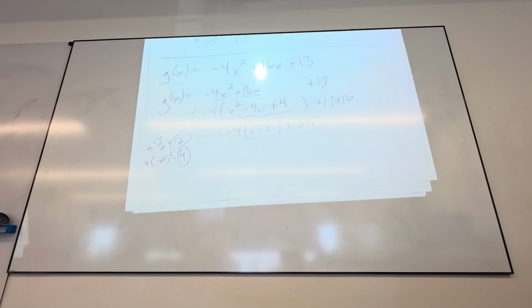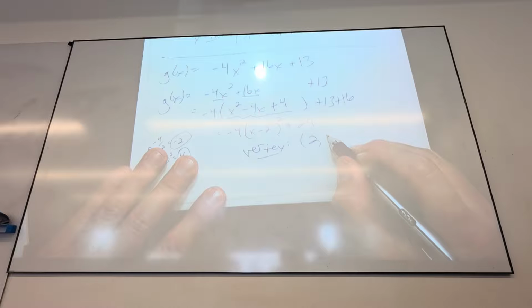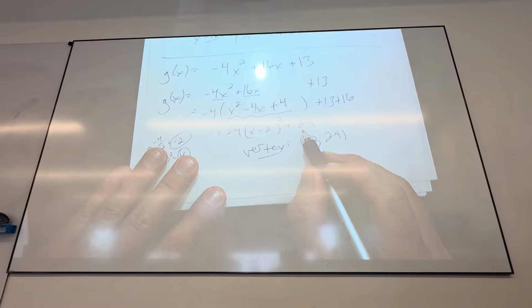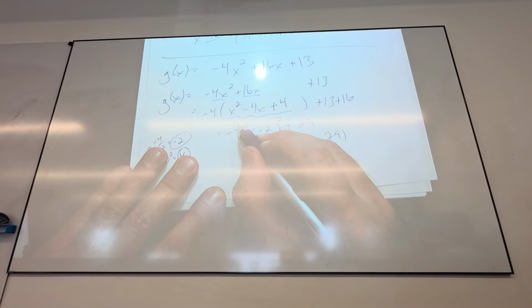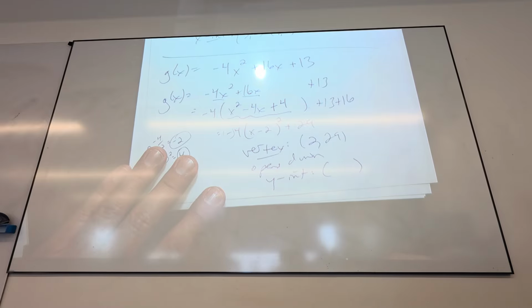So can you tell me what the vertex is? 2, 29. 2, 29, because it goes right to up 29. Does it open up or down? Good, because this is negative. And what's the y-intercept? 0, 13.